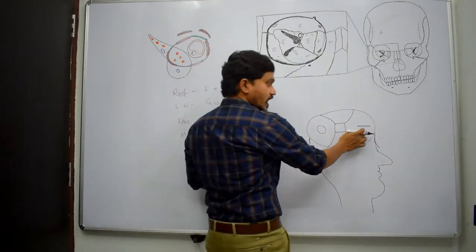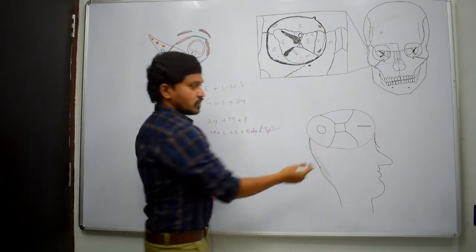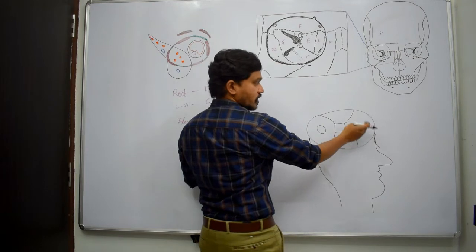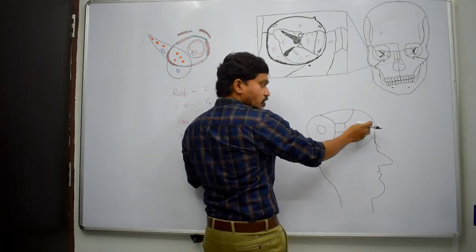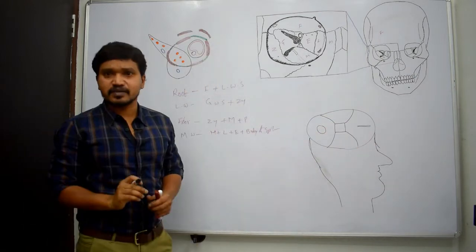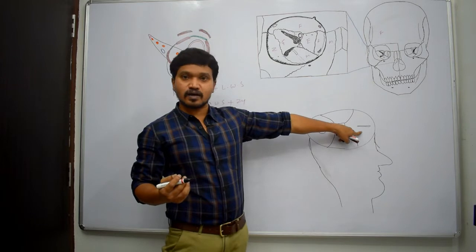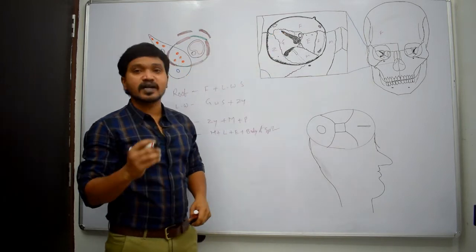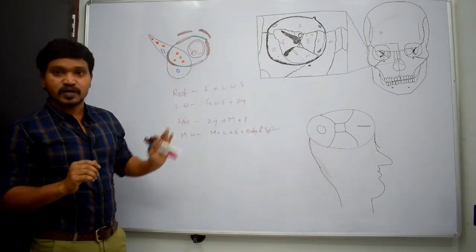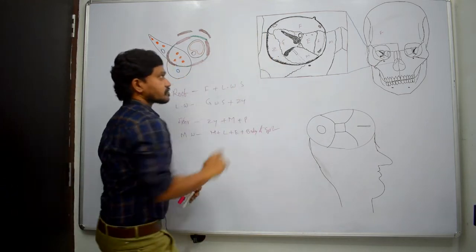The floor of the anterior cranial fossa is formed by the orbital plate of the frontal bone. This plate is the orbital plate of the frontal bone. That means if you break this orbital plate, you can enter into the orbit. So superiorly it is related with the anterior cranial fossa. Any difficulty up to here? If no, we will go for the lateral wall.